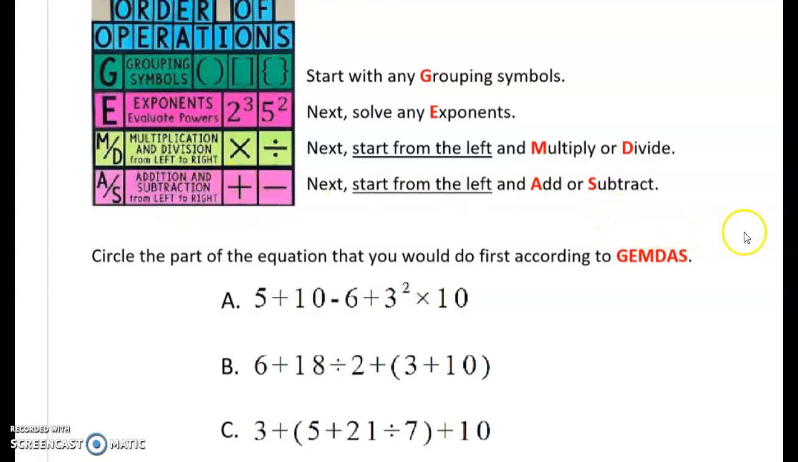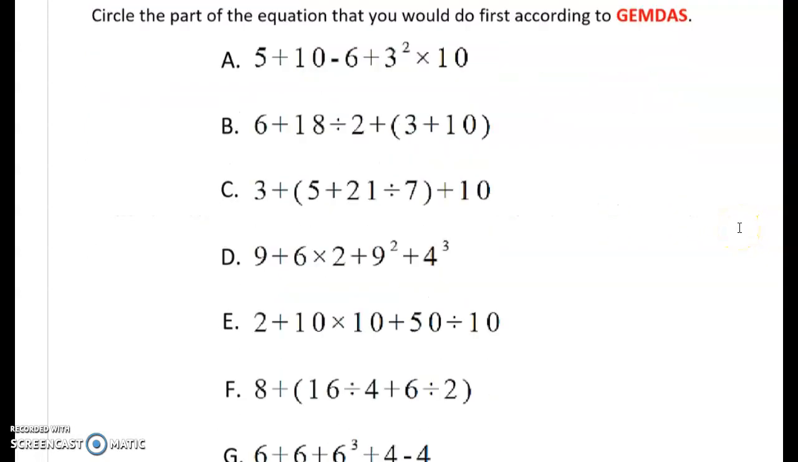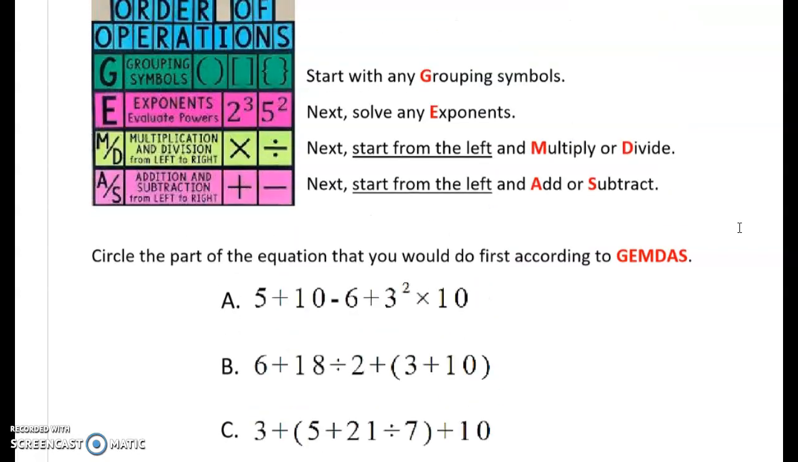So we're going to do some practice problems, and you need to be writing these in your notes. Okay? Circle the part of the equation that you would do first according to GEMDAS. So if you look again up here, I'm going to ask myself, do I have any grouping symbols in A? I do not. Do I have any exponents? I do. So I am going to be circling that because that is what I would do first, according to GEMDAS.